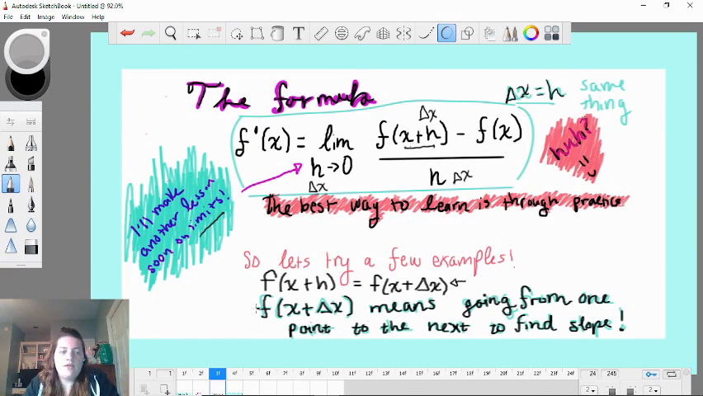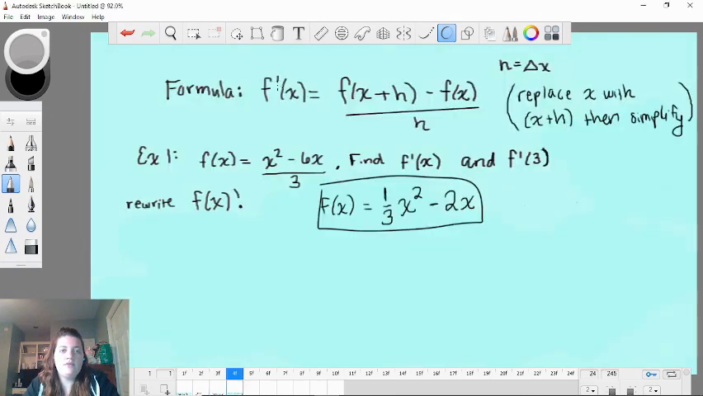Okay, so the next slide. Formula for f prime of x equals f of x plus h minus f of x over h. In order to solve for this, you'll replace x in the formula for this one with x plus h, and then you'll simplify everything. In example 1, we're using f of x equals x squared minus 6x over 3. So right now we're finding f prime of x and f prime of 3.